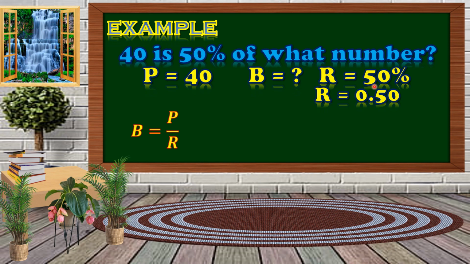Since we're going to look for our base, we're going to use this formula: base is equal to percentage divided by rate. So plug in the values. Our percentage is 40 and our rate is 0.50. Divide that. Applying your steps in dividing decimal numbers, that would be 80. So the base would be 80. Meaning that 40 is 50% of 80.